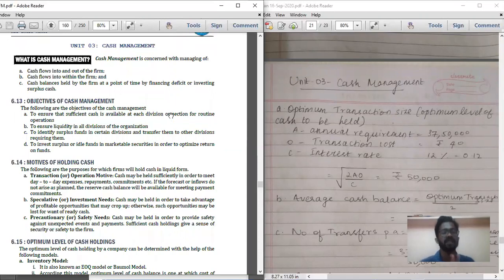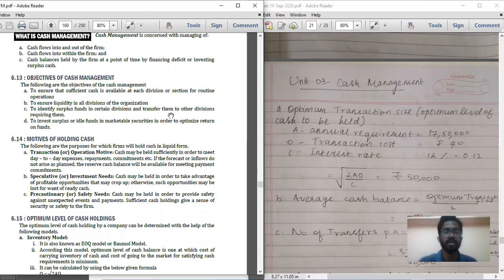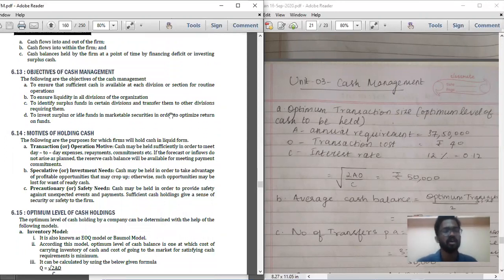So cash management is nothing but the maintenance of cash. It is the management set up to maintain the cash. It manages all the cash flows into and out of the firm, cash flows within the firm, and cash balances held by the firm. They handle all the cash activities: how much is coming in, how much is going out, how much is being exchanged within the firm, and how much balance is held by the firm on a particular day, whether we have a surplus or deficit.